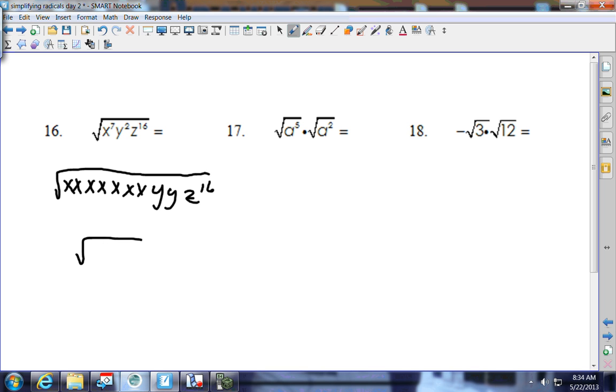Right here, I've got 1 pair, 2 pairs, 3 pairs. Then the other x stays inside. I've got a pair of y's. And then I'll still leave z to the 16th for a second. We'll come back to that. All right, so I've got x to the 3rd y, square root of x, z to the 16th.